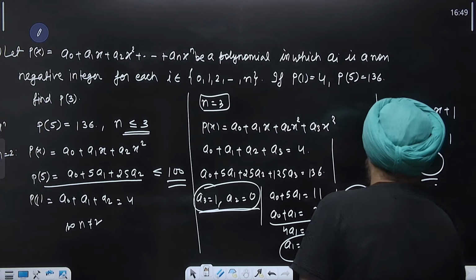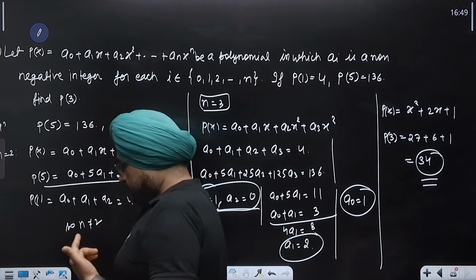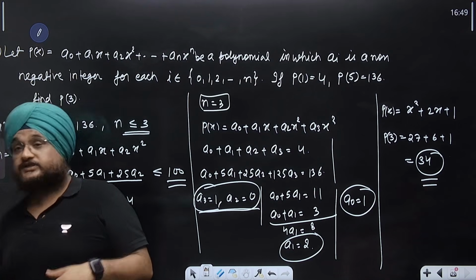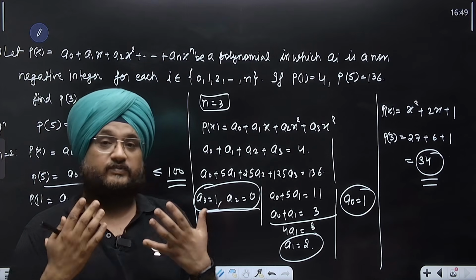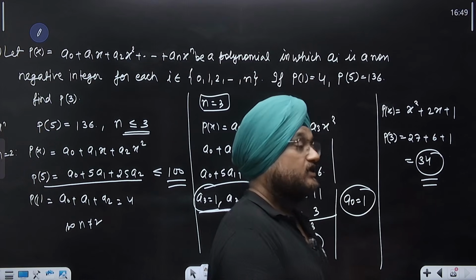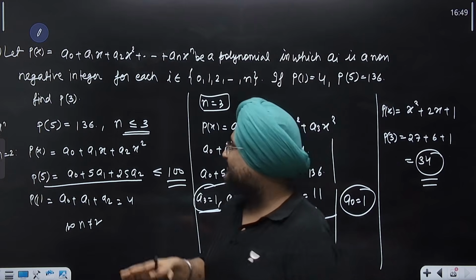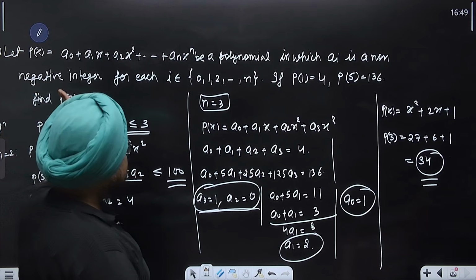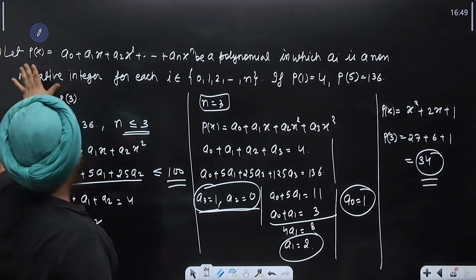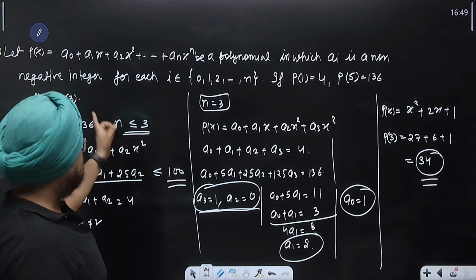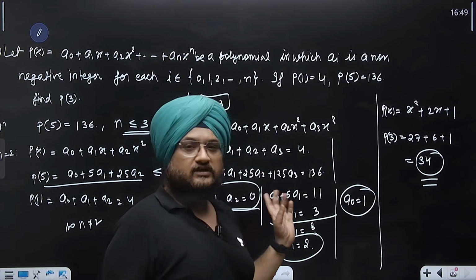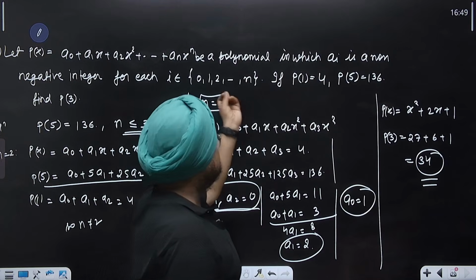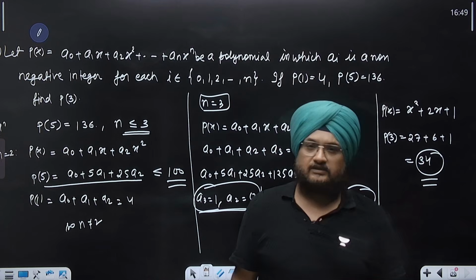Now we have to find the value of P(3), that will be equal to 34. See, in the questions asked in the IOQM or RMO, problem solving is important. This was also a question of theory of equations, an n-degree polynomial, but we needed to establish first the degree of the polynomial, then the coefficients of the polynomial. If we have found that, then we can easily find the value of P(3).